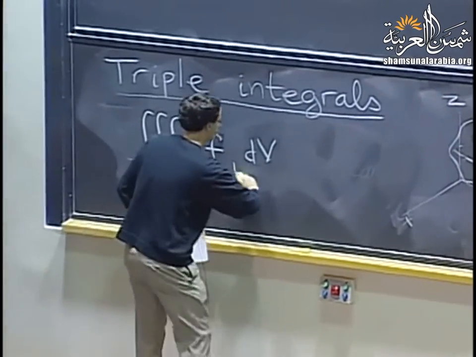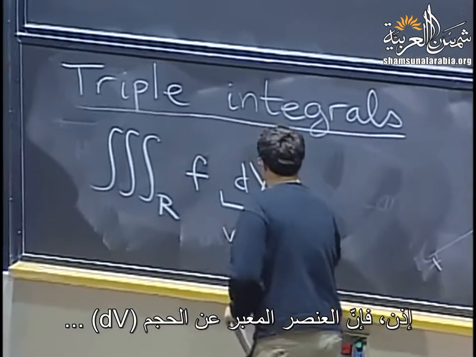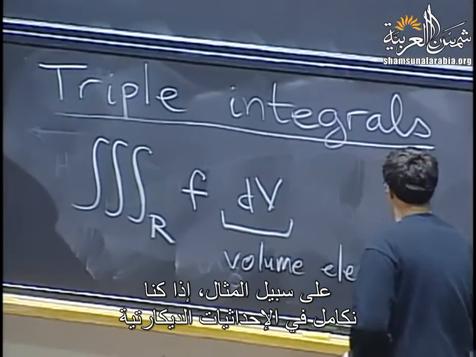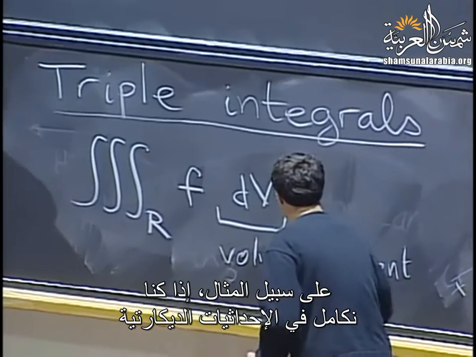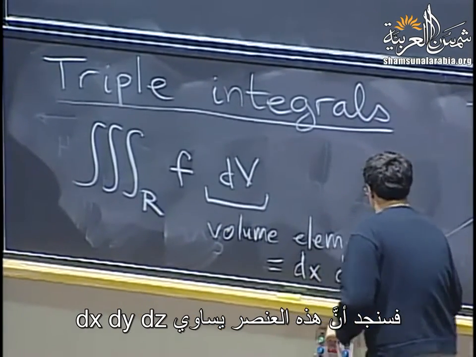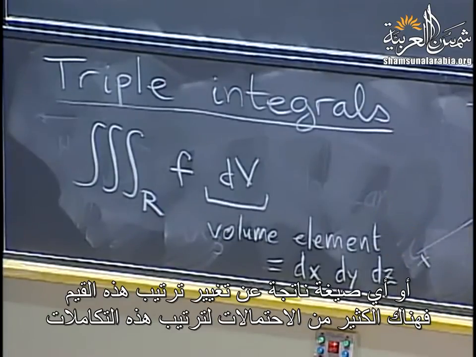And so this volume element here, well, for example, if you're doing the integral in rectangular coordinates, that will become dx dy dz, or any permutation of that, because of course we have lots of possible orders of integration to choose from.